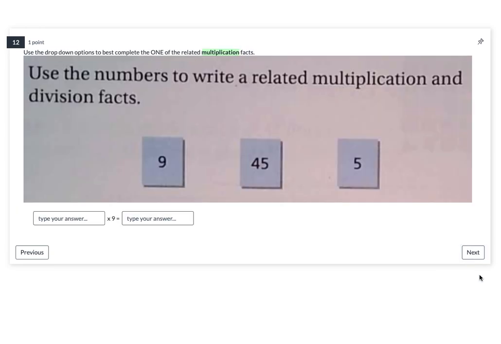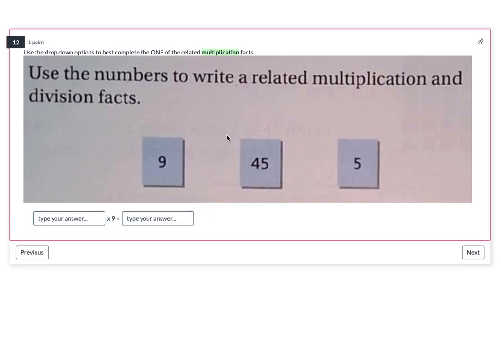And next, question 12, use the drop-down options to best complete one of the related multiplication facts. Use the numbers to write a related multiplication and division fact. This question 12 is just a multiplication. So something, oh, and it's not dropping down. Yikes, I'll have to fix that. But you're going to type your answer. Something times 9 equals something. Okay, and you're using these numbers to write that fact.